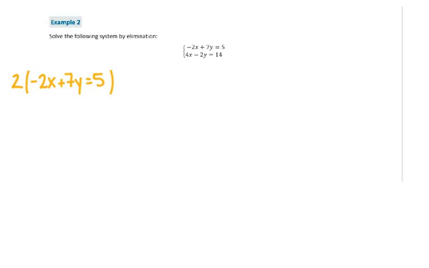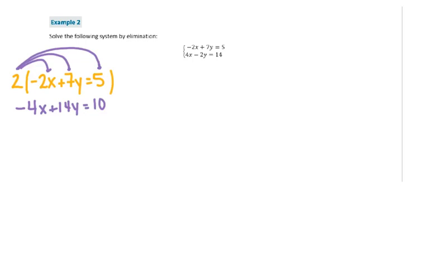So you might have to make that variable negative in order for them to be eliminated. So now we're going to use the property of distribution, and we're going to distribute this 2 to everything inside of our parentheses. So now our equation reads negative 4x plus 14y equals 10.